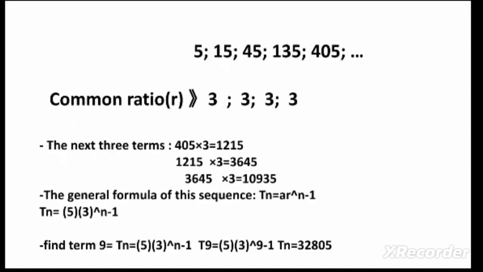So what do you do? Let's look at the sequence 5, 15, 45, 135, 405. If you take 15, you divide by 5, you get 3. 45 divided by 15, you get 3. 135 divided by 45, you get 3. 405 divided by 135, you get 3. So there is a common ratio between consecutive terms.